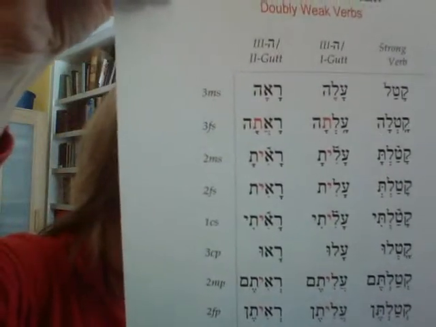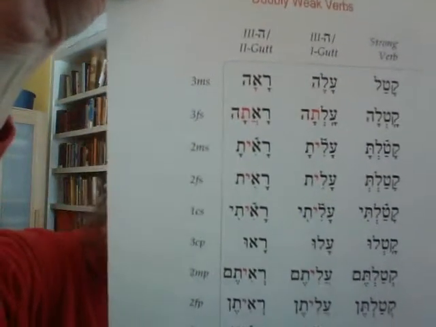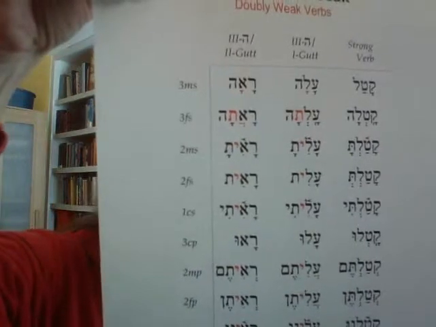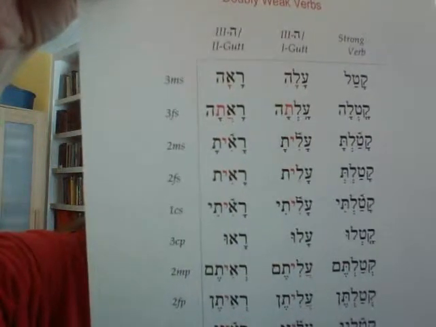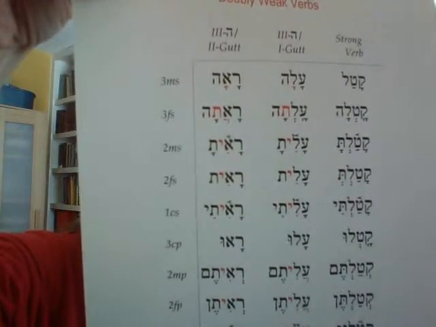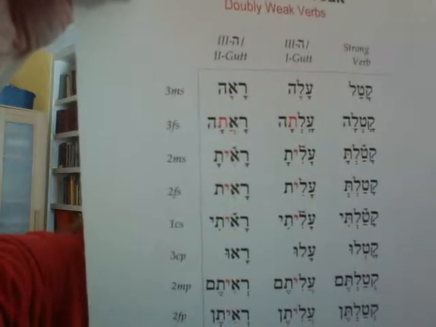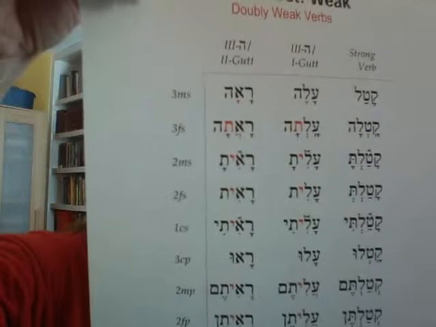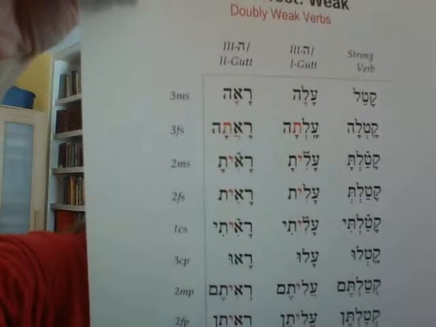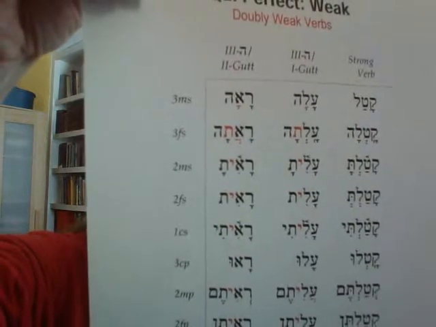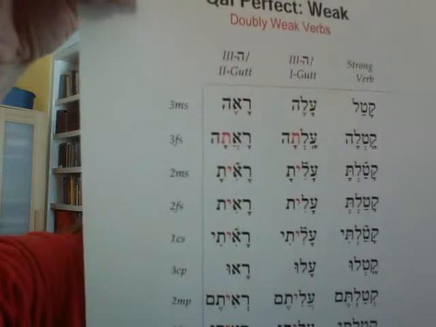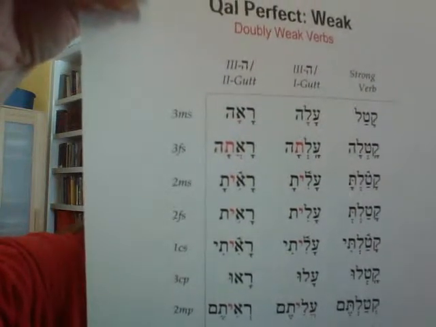Now, I'm pretty much just reading from 14.9 in the textbook. In both doubly weak paradigms, the changes learned for 3 hey verbs are fully present: the loss of the final consonant hey in every form, the insertion of tav in the third feminine singular form, the presence of the diagnostic hirik yod stem vowel, and the loss of the dagesh lene in the sub-formatives beginning with a tav.